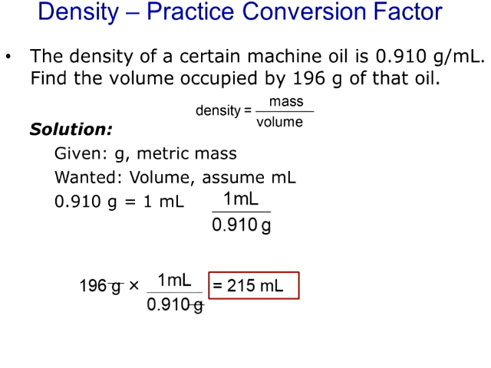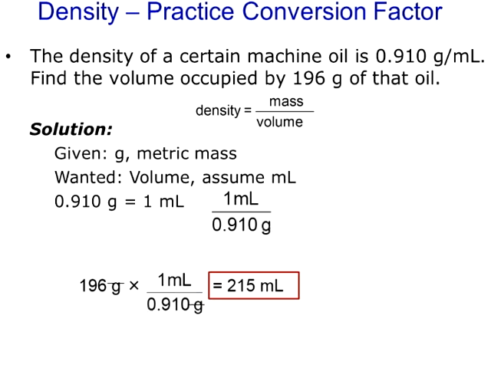Let's practice using density as a conversion factor. Here's the problem. The density of a certain machine oil is 0.910 gram per mil. Find the volume occupied by 196 grams of that oil. We know again that density equals mass per volume. So, let's take our given. Let's also take a look at what we're after. What do we want to solve for? We want to solve for volume, and we will assume that that volume is in mils.